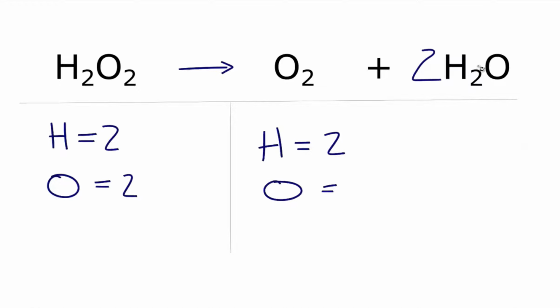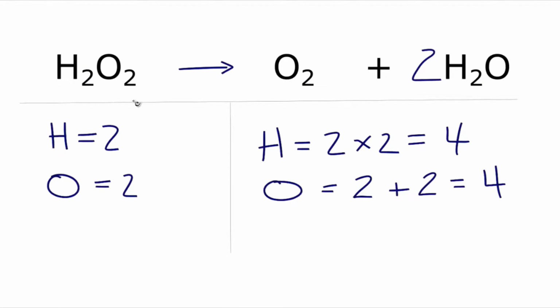That means we've also changed the hydrogen. So 2 times 2 here, that equals 4. So we have 4 hydrogens, but we can deal with that. And then oxygens, we have the 2 here, plus now we have 2 times the 1, 2 oxygens, which gives us 4 oxygens. So now we have an even number that's going to help us out.